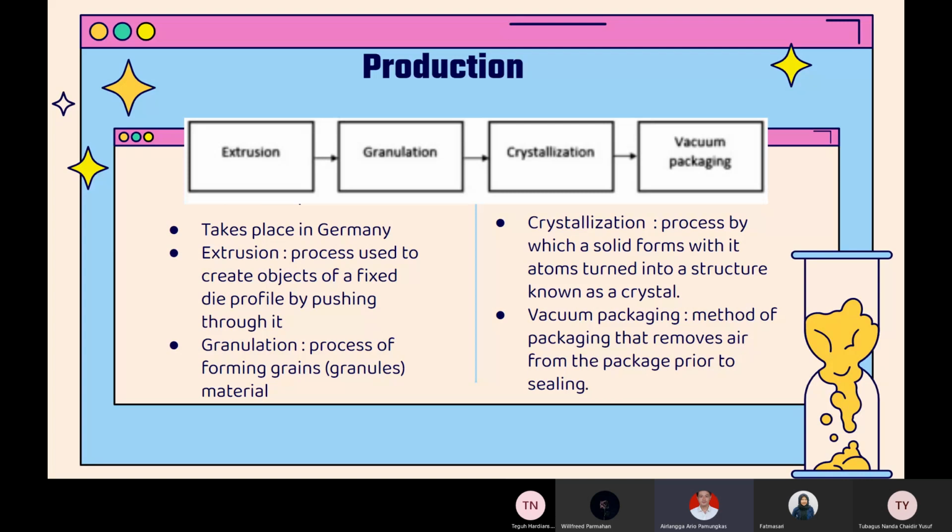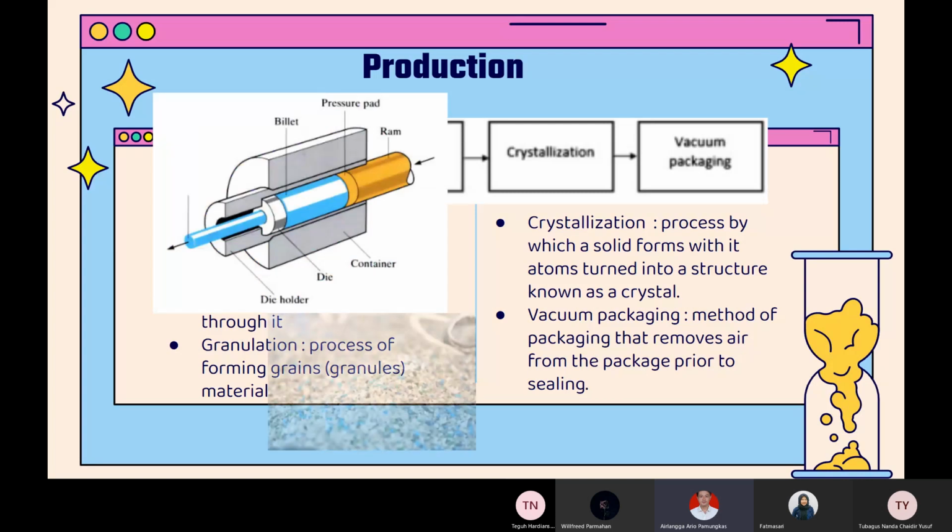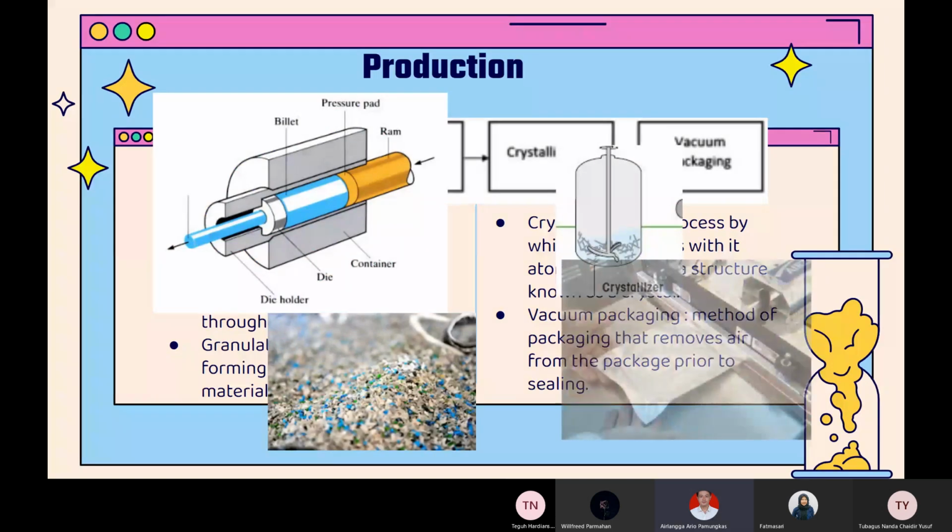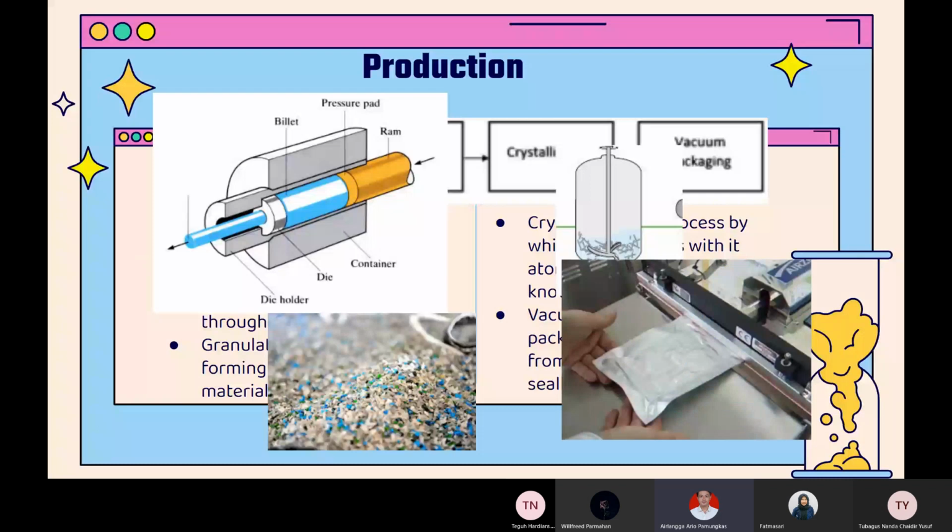In the processing itself, it takes four sub-phases. As in the production, we can see the making of extrusion, where a ram pushes the billet to make the wanted shape, and then granulation is the making of granules. Crystallization is turning the granule into a solid crystal, and then vacuum packaging, as shown in the picture.